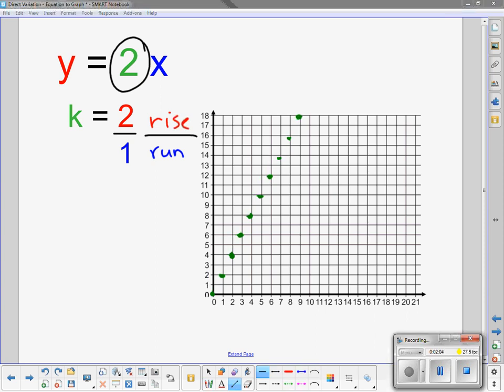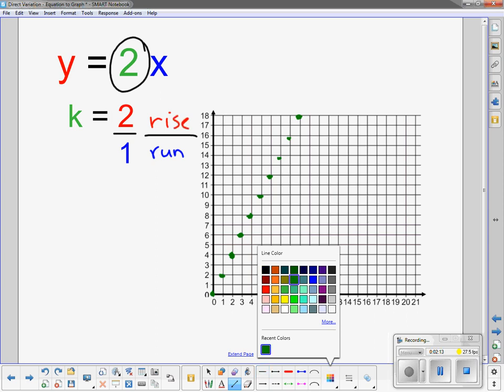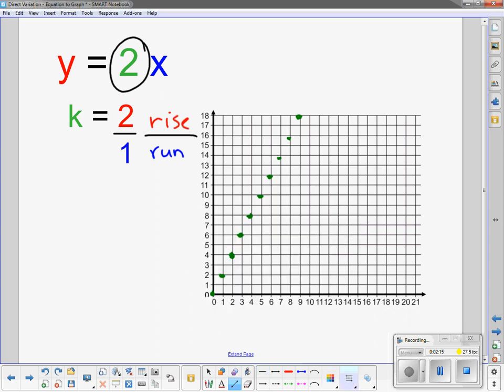Just like when we were graphing ordered pairs, now that we have points on our coordinate plane, we're going to draw a straight line through these points, making sure we go through the middle of every point. And we notice that the line goes through the origin. And remember, we talked about a line that goes through the origin shows direct variation. So this line on the coordinate plane represents the equation y equals 2x.